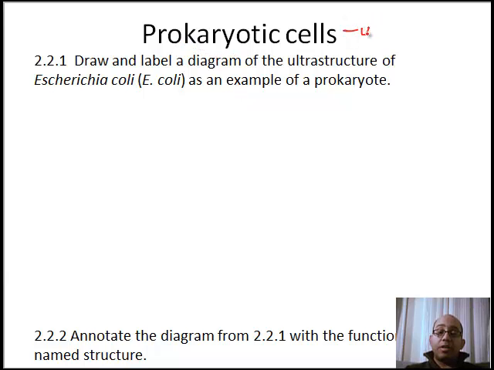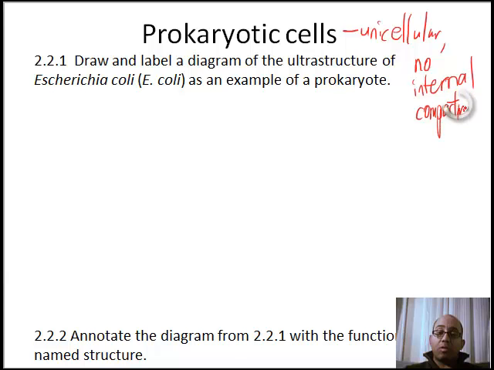Prokaryotes are simple unicellular organisms. They only have one cell. They have no internal compartments. And that'll be more clear as we talk about prokaryotes and eukaryotes.